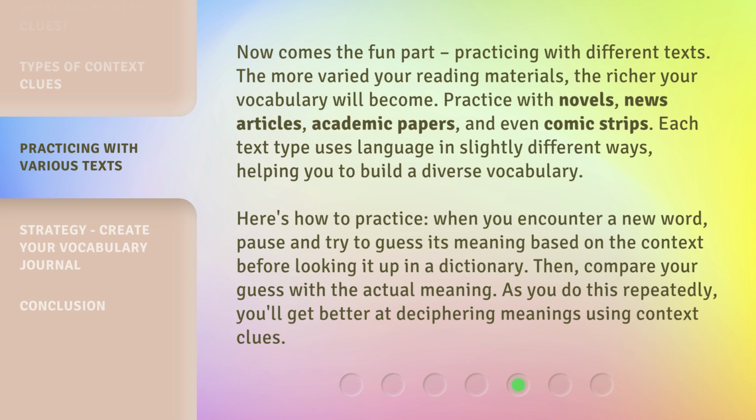Here's how to practice. When you encounter a new word, pause and try to guess its meaning based on the context before looking it up in a dictionary. Then, compare your guess with the actual meaning. As you do this repeatedly, you'll get better at deciphering meanings using context clues.